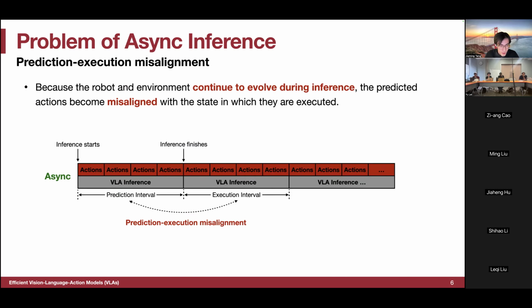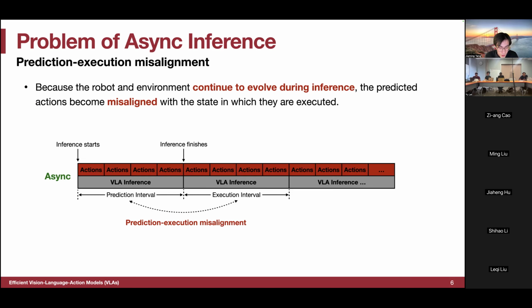Asynchronous inference is a promising way. It fixes the stall and reaction issues, but it also introduces a new problem. While the VLA model is running in the background, the robot and environment keep evolving during this period of time.